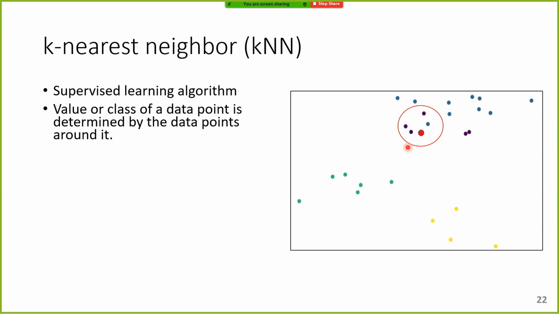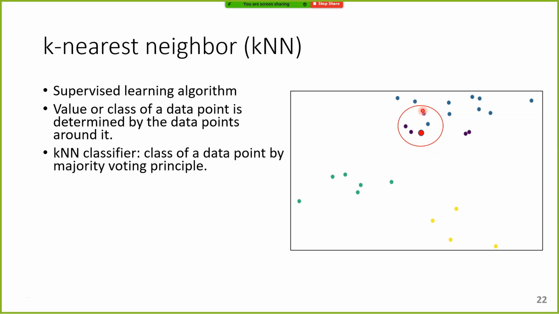In this case, I have encircled 4 nearest neighbors, and if we want to classify this data point, we will look at the class of these nearest data points, and we will decide the class of this new data point by the majority voting principle. So suppose 3 out of these 4 points belong to the blue class, then we will say that by majority this new data point will also have the blue class.